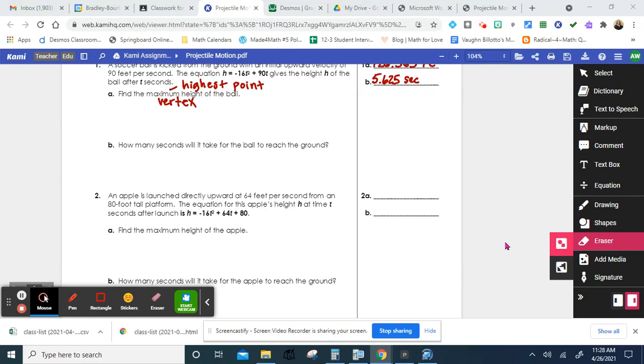Okay, number 2, an apple is launched directly upward at 64 feet per second from an 80-foot tall platform. The equation for this apple's height, h, at a time of t seconds after launch is h equals negative 16t squared plus 64t plus 80. What is the maximum height of the apple?